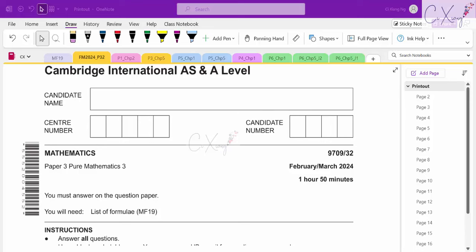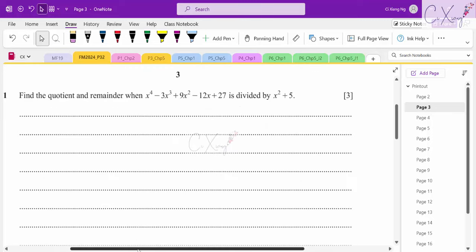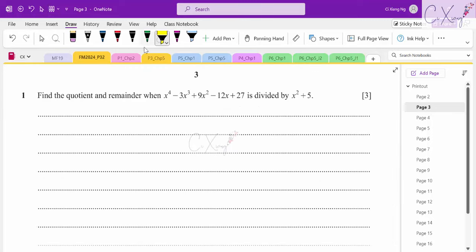Alright, so in this video, we'll be discussing February-March 2024 Pure Mathematics 3, Paper 3-2. Question number 1. They want us to find the quotient and also the remainder when this quartic polynomial is divided by x squared plus 5.